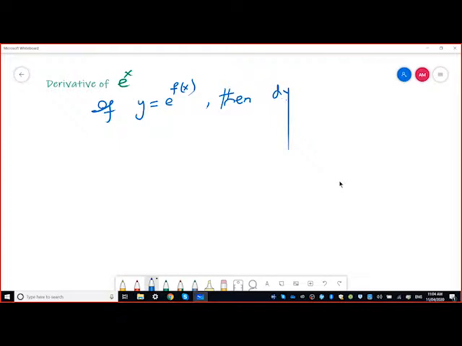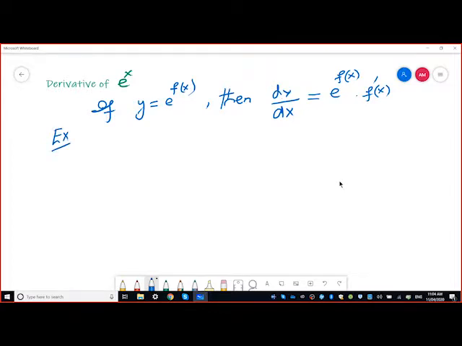Then dy upon dx would be e to the power f(x) into, so this dot means times, f bar x, the derivative of f(x). Do you understand this or somewhat? Let's try to do it in a very simple way, and then let's do one example.